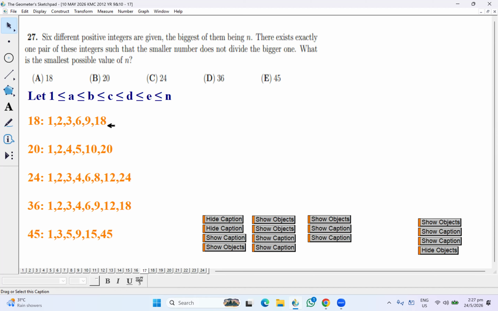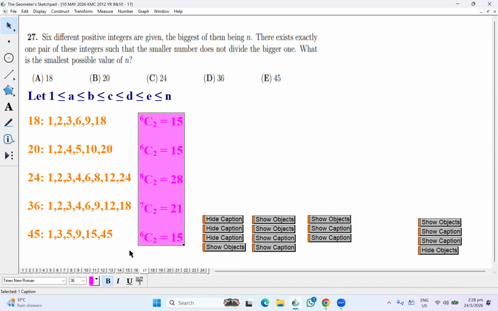With 6 factors, you can form 15 pairs, and you only want one pair that does not divide. So we can already have 2 pairs: 2 cannot divide 3, 2 cannot divide 9. Let's list down how many pairs for 20. 20 also has 6 divisors only: 1, 2, 4, 5, 10, 20. You choose maximum 15 pairs, and you can already see more than one pair that fails.